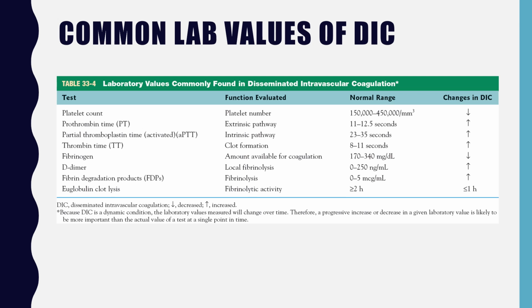And you don't need to know these values. You don't need to know what each of them mean. You should understand that the platelet count here will be low. That's what's going to lead them to bleed, and their PT and APTTs are going to be up. Those are the basic kind of things that we need to know about DIC in terms of lab values.